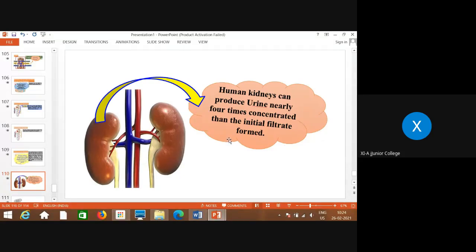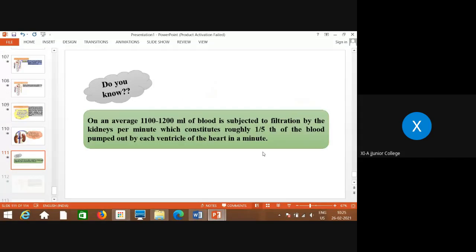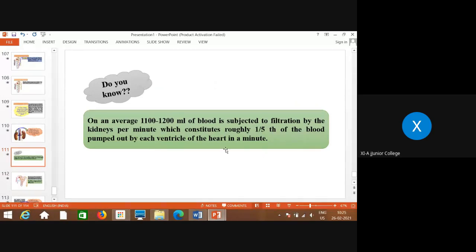Where is the initial filtrate formed? In the capsular region of Bowman's capsule, from where 85 to 99% of the filtrate is reabsorbed by the different regions of the nephron. Now, we just discussed this. So, on an average, 1100 to 1200 ml of blood is subjected to filtration by the kidneys per minute, which constitutes roughly one fifth of the blood pumped out by each ventricle of the heart in a minute.